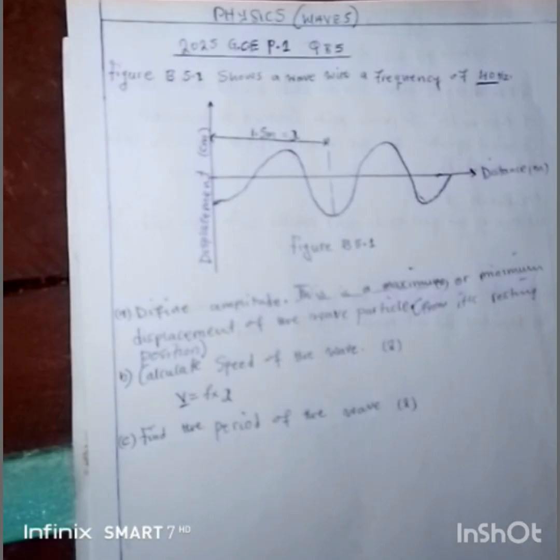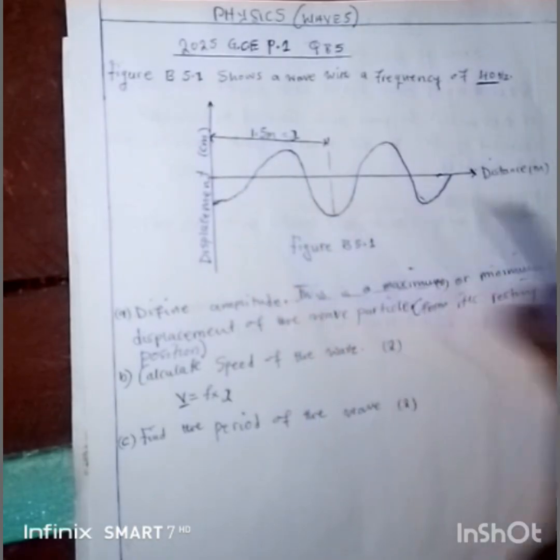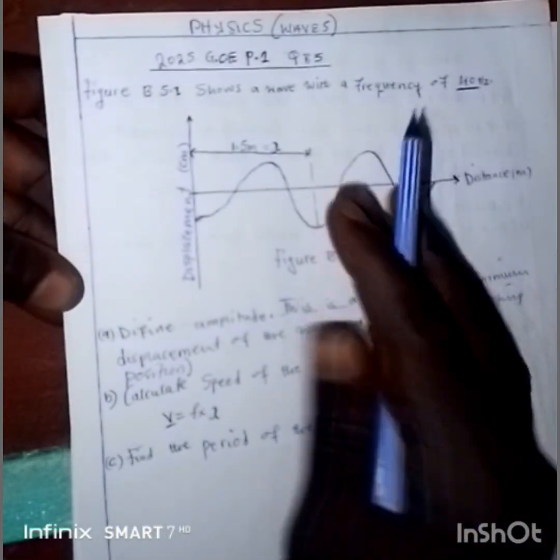Today we are continuing with 2025 paper 1 GCE, which is physics, and we are looking at question number 5. So the question reads: figure 5.1 shows a wave with a frequency of 40 Hz. So this is the wave. It has got a wavelength of 1.5. So this is a wavelength.